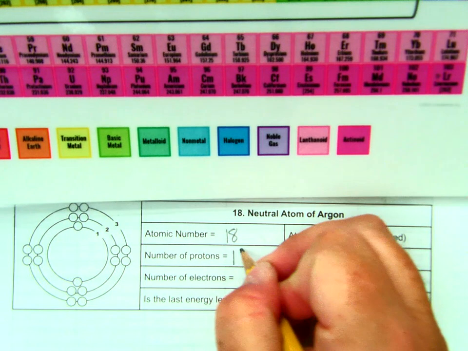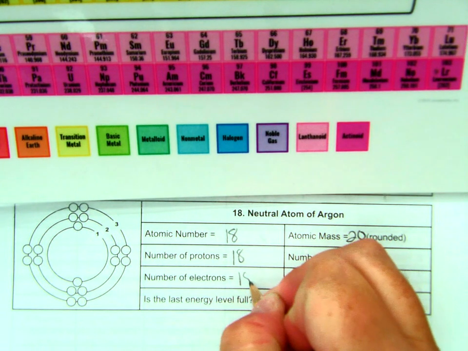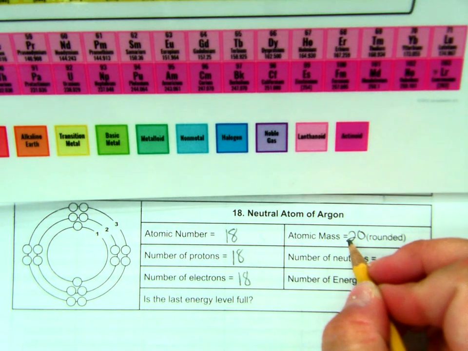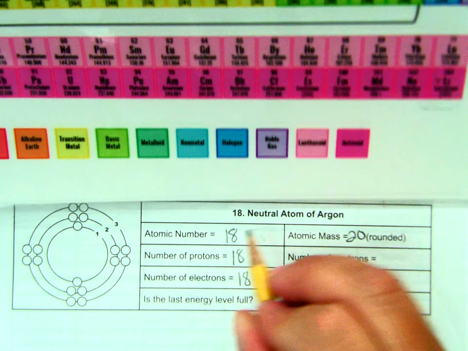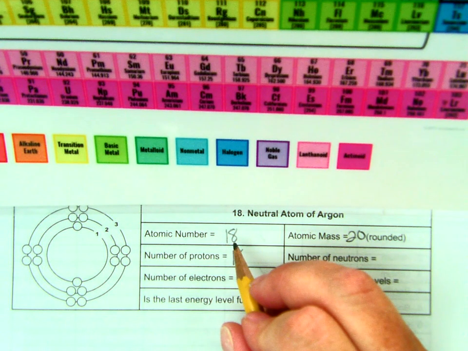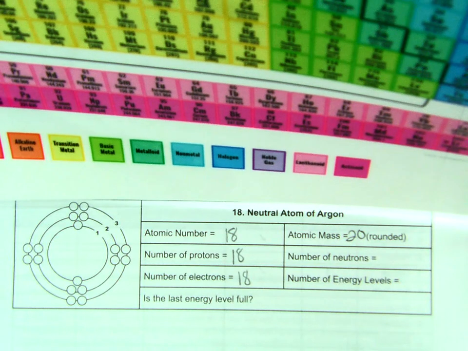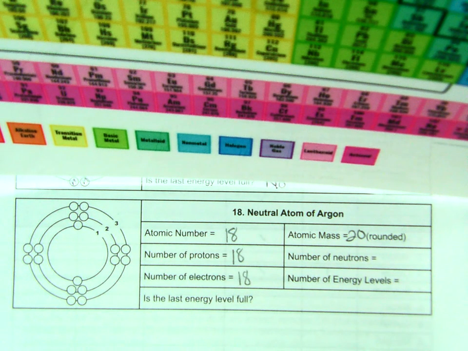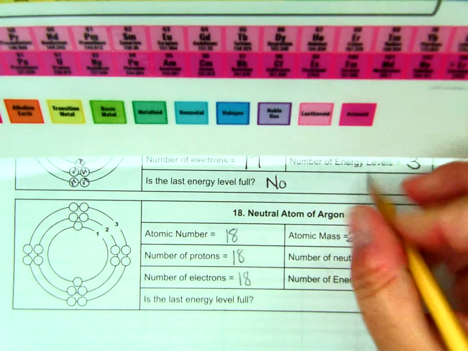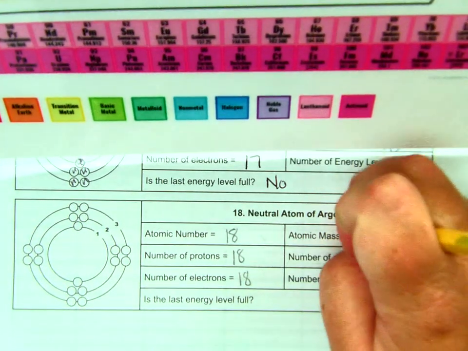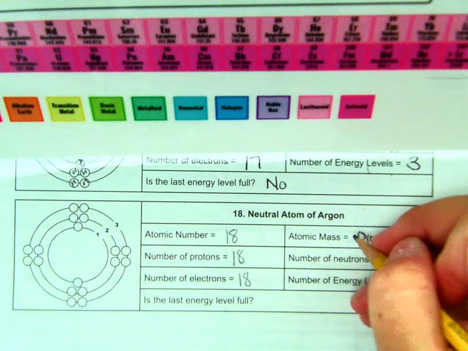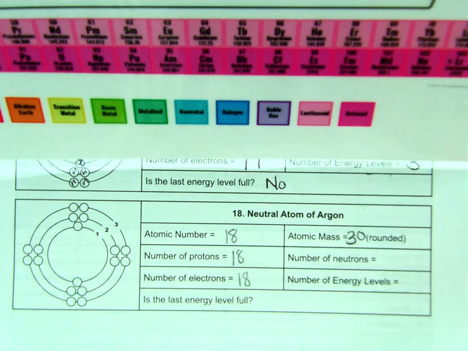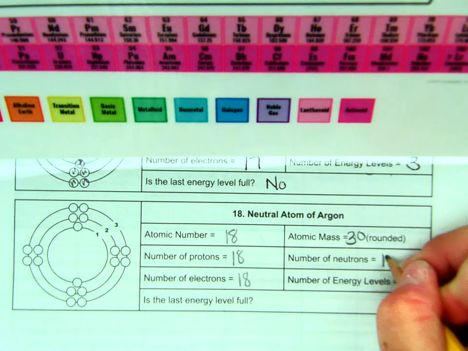Our protons are 18. Our electrons are 18. And when we subtract 20 minus, I think I wrote that wrong actually, guys. Pause, Miss Hartner. It's 39.9. So that would actually make it 40. See? I messed up too. Let me fix that. 40. I knew that was wrong. All right, then we do 40 minus 18, which should give you 22.